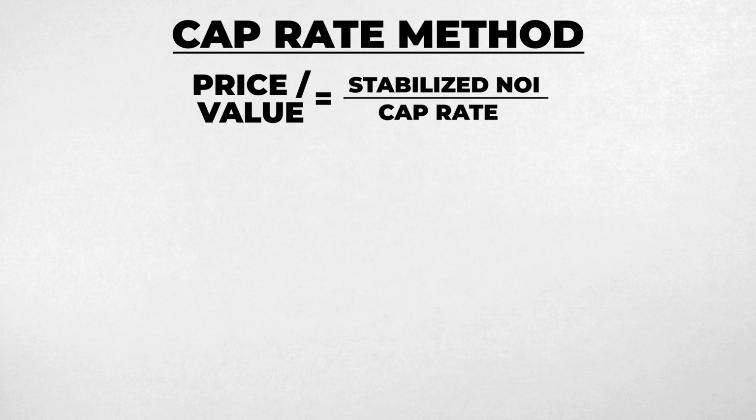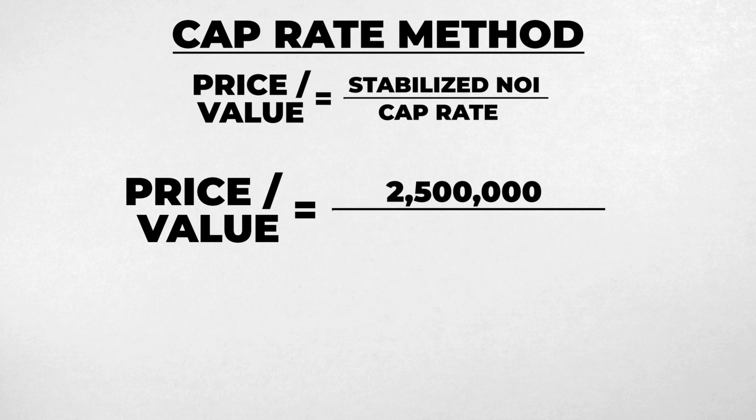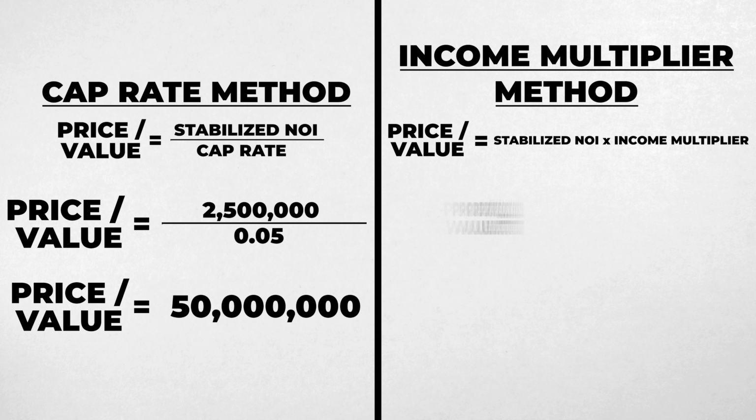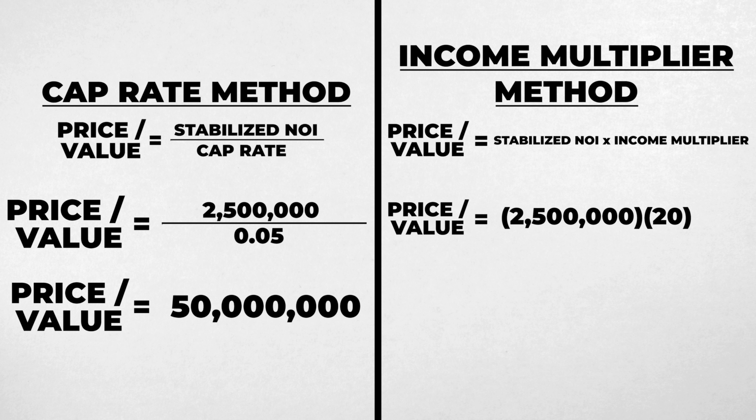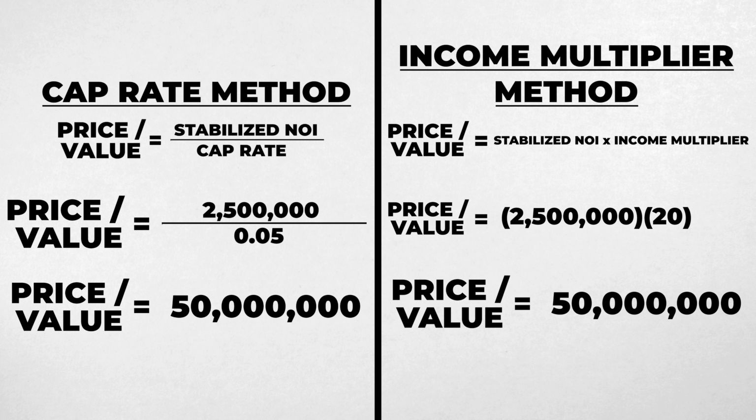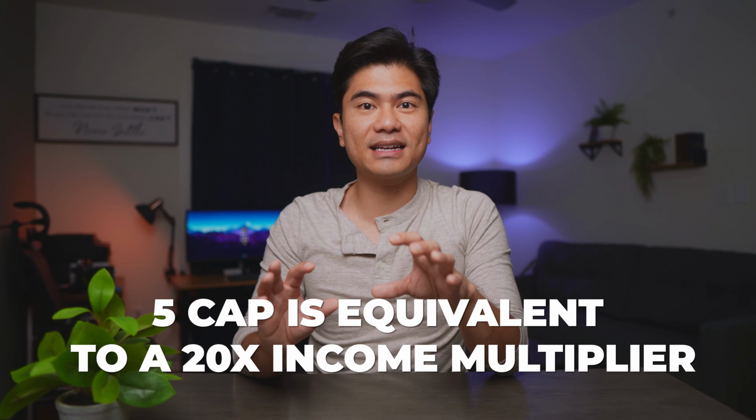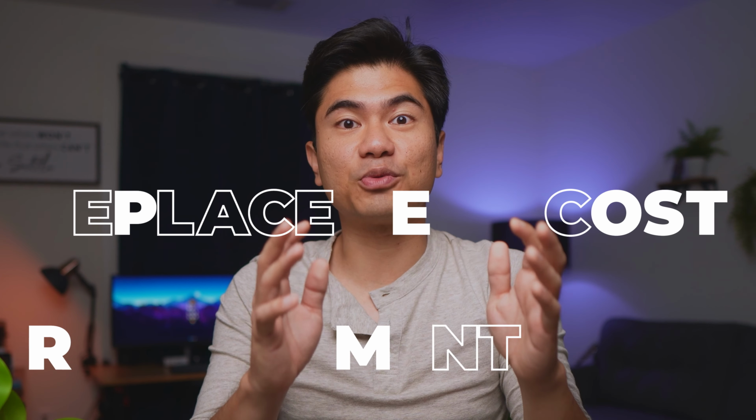Using the cap rate method, if a property has a stabilized NOI of 2.5 million, in a 5 cap market, it would be worth $50 million. Now, using the income multiplier method, if a similar property traded at a 20x, then a property producing 2.5 million in NOI would be worth also $50 million. In other words, a 5 cap is equivalent to a 20x income multiplier. And the last method for valuing a commercial property is using the replacement cost.